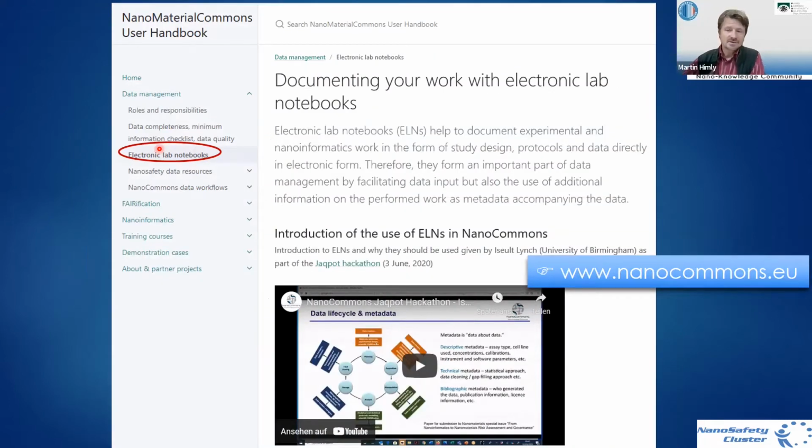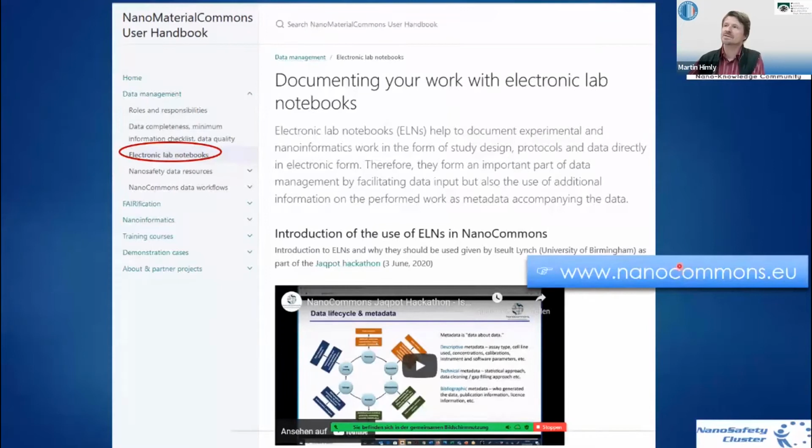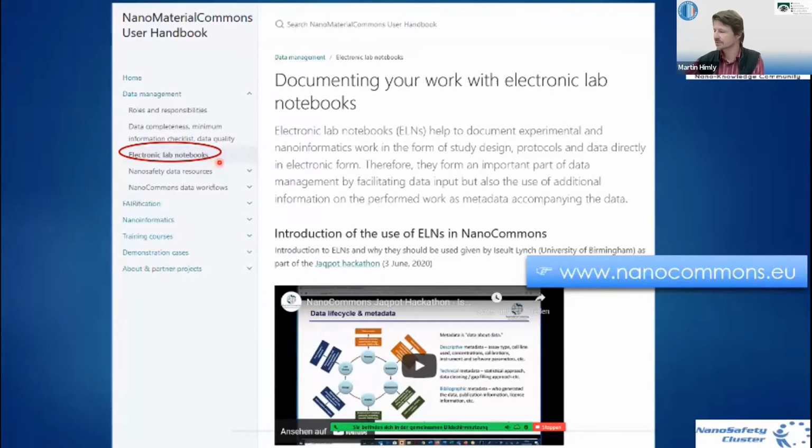A very interesting compilation is the NanoCommons Nanomaterial User Handbook, which is also accessible at the homepage, where these kinds of events and resource materials are collected. We would like to invite you to go to the NanoCommons knowledge base and click on the handbook, and then you would see different topic areas where you find more information and are nicely linked to information resources.